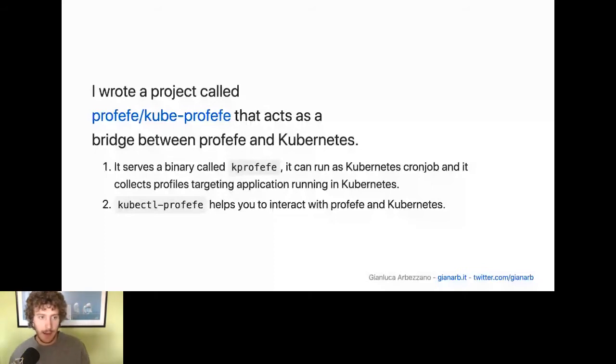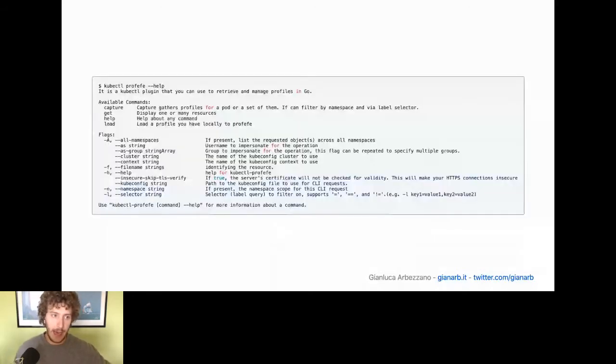So the kubectl profefe plugin works as you can see. You do kubectl profefe --help, and you can see the flavor. There are a few commands like capture, get, help, and load. And there are flags, and those flags are --kubeconfig, --namespace, --selector. Those keep the same flavor as kubectl. So this is very important if you want to write an effective kubectl plugin.